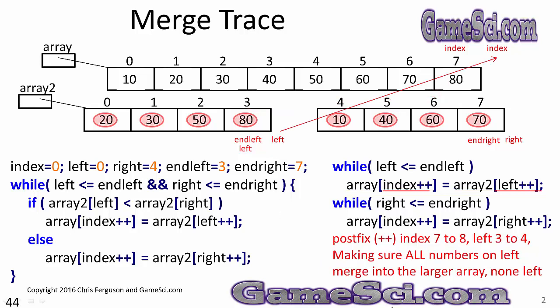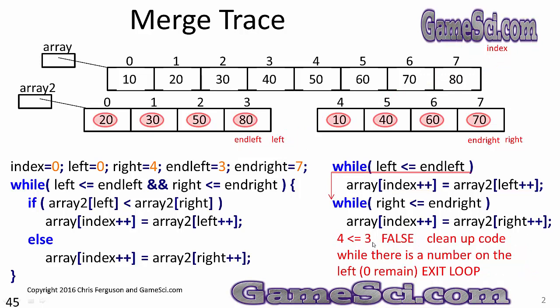When we do the plus plus, notice how index goes off the end of the array. When we do the plus plus on left, notice how left goes off the edge of the left side of the array. We're making sure all the numbers on the left merge into the larger array, and there's nothing that remains on the left to merge. 4 less than 3 is a false statement. This again is the cleanup code. While there's a number on the left and 0 remain, we will exit the loop.